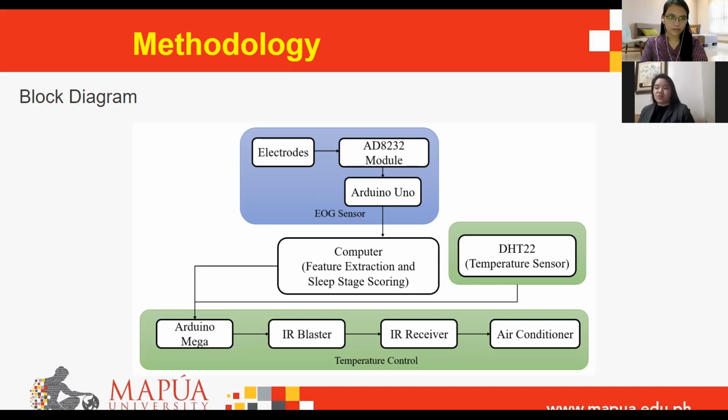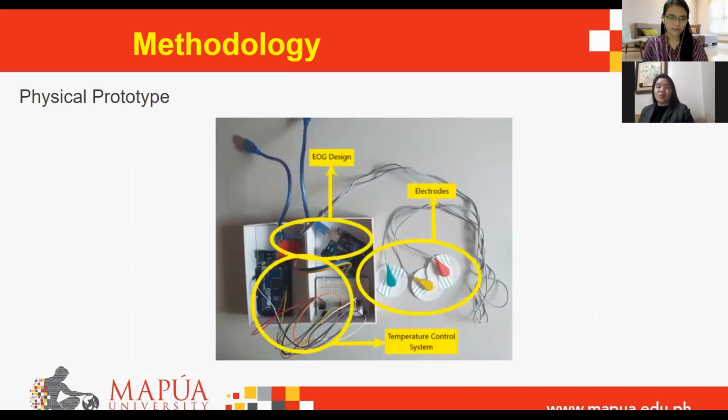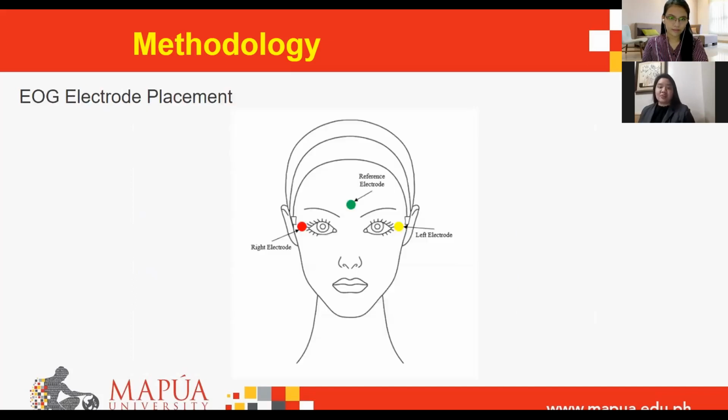Meanwhile, this is the actual prototype, and we can see the two Arduino modules inside. The box also has holes in order to fit the wires through. Meanwhile, this is the placement of the electrodes on the user.